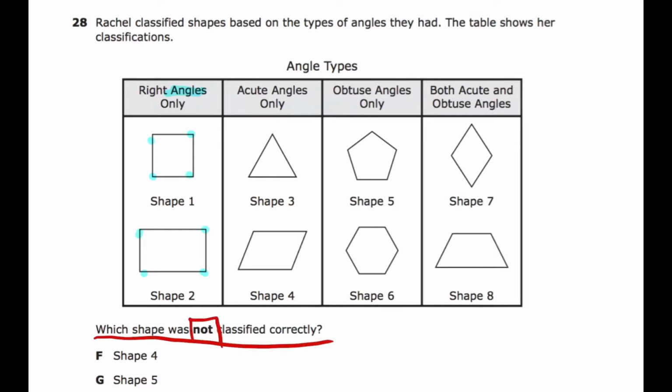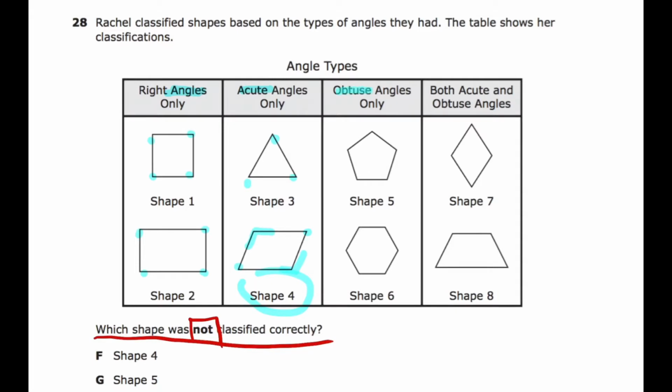Now it does tell us which shape was not classified correctly, so I'm looking for something that is incorrect. Acute angles only. So let's see, that's smaller than 90 degrees. That's acute, acute, acute. This is acute, that's acute, but then I look and that is an obtuse angle. That is an obtuse angle. Those are bigger than 90 degrees. Looks like shape 4 is probably my answer.